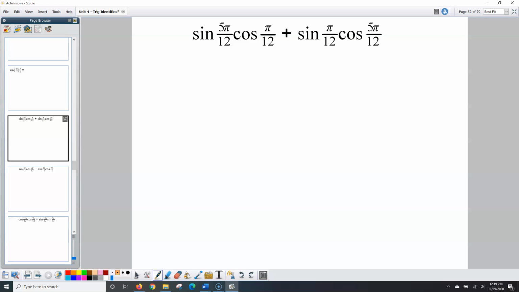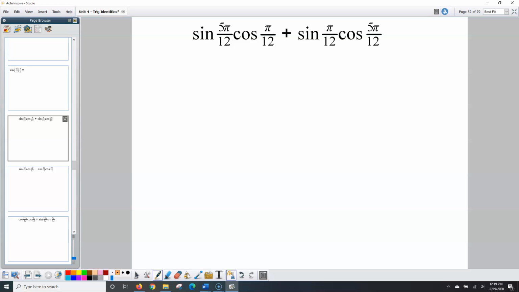None of this is on my unit circle. If it was like sine of 4 pi over 12, cosine 3 pi over 12, I would change it to sine of pi over 3 and cosine of pi over 4, and I would just punch it in right there. But it doesn't say that. 5 pi over 12 is not on my unit circle. Neither is pi over 12.